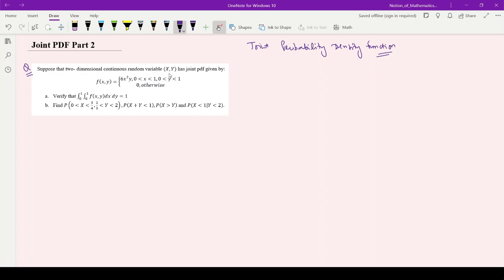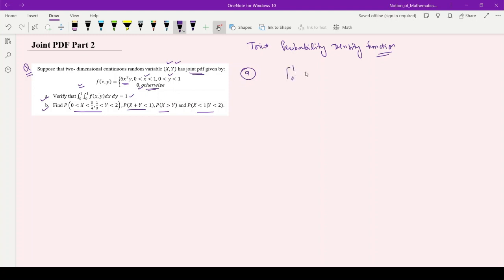As you can see in this question, two random variables are provided and the joint PDF is given by f(x,y) = 6x²y, where x is from 0 to 1 and y is also from 0 to 1, otherwise it is 0. In this one we have two parts, part A and part B. In part A we have to verify this condition. In part B, the four terms we have to evaluate. So first of all, I will take care of part A.